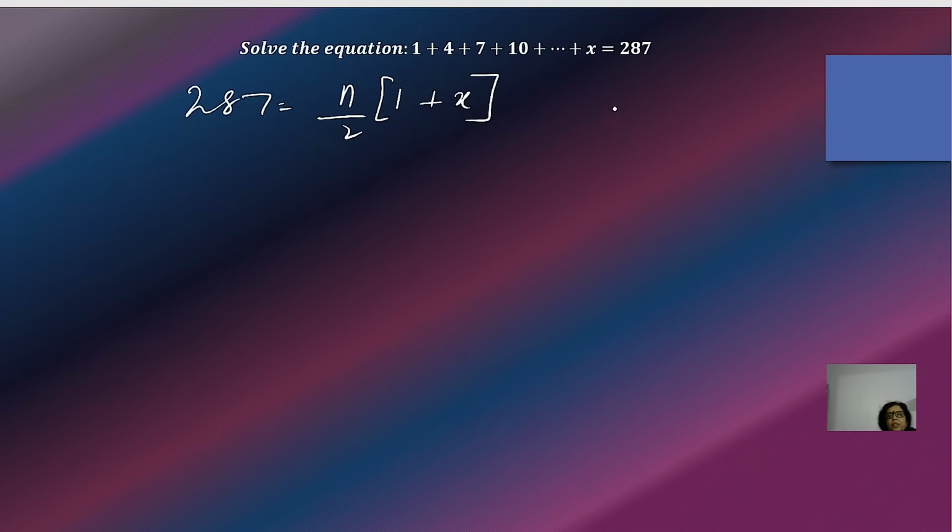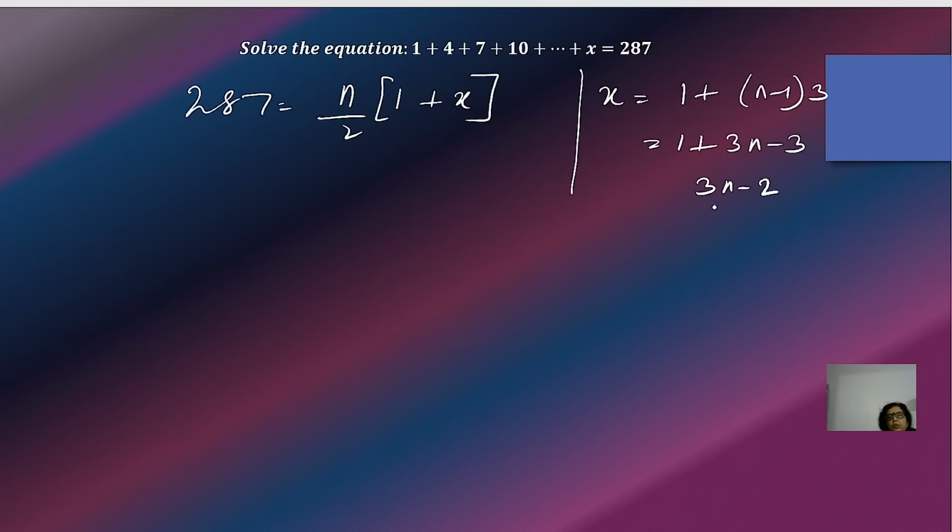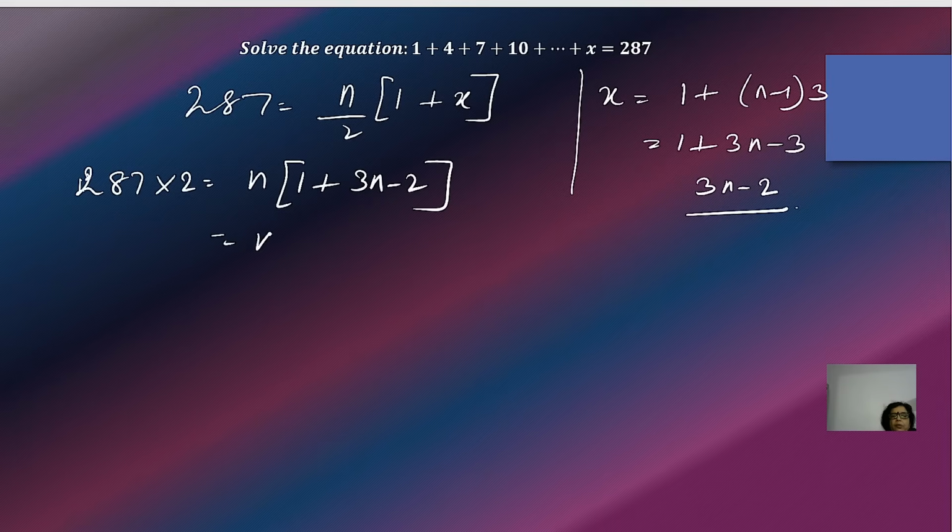And x being the last term, if we use the general term formula, x is equal to a, that is 1, plus n minus 1 into d, that is 3. So this becomes 1 plus 3n minus 3. That makes it 3n minus 2. So this is the value of x in terms of n. So now here we put the value of x: 287 into 2 is equal to n into 1 plus 3n minus 2. So this becomes equal to n into 3n minus 1.